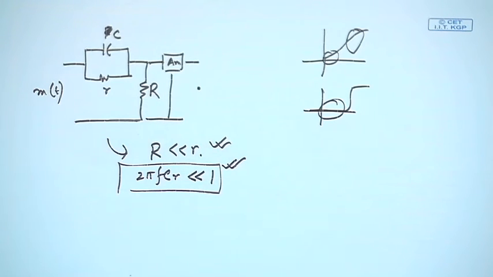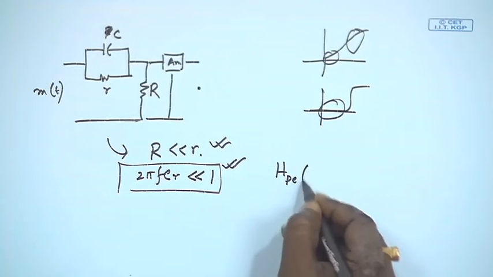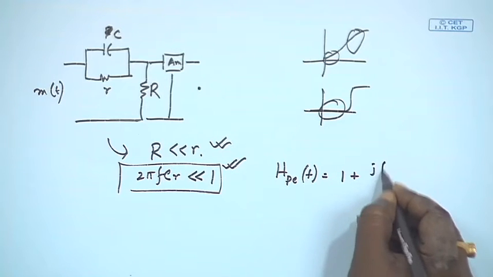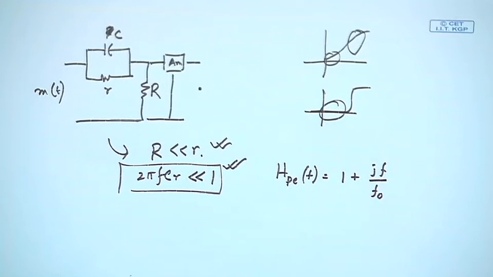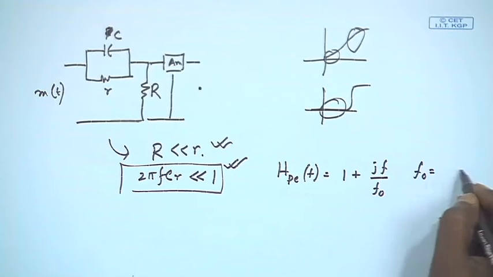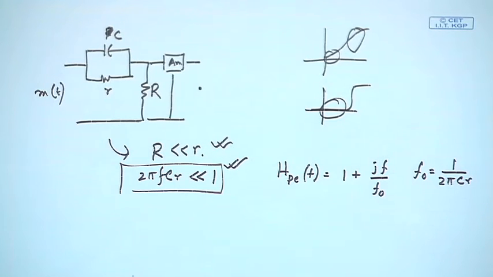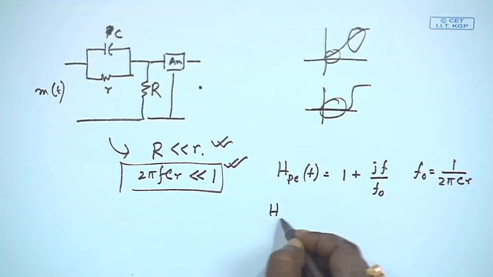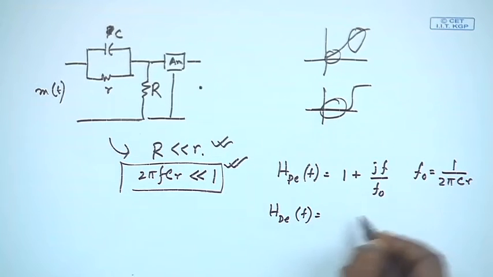So, I do not want that. That is why I will be putting this restriction, and accordingly HPEF should look like 1 plus j F divided by F0, where F0 is 1 by 2 pi C R. Okay. This is just the filter characteristic we are putting. So, if HPEF is this, immediately HDEF becomes 1 by that.